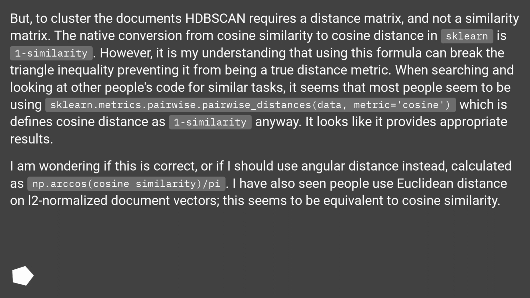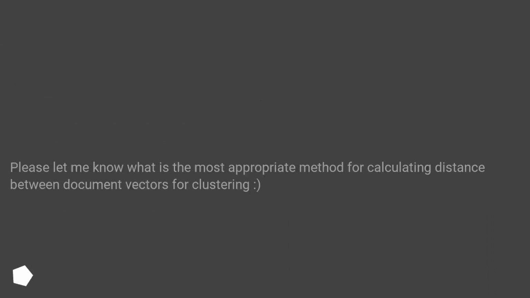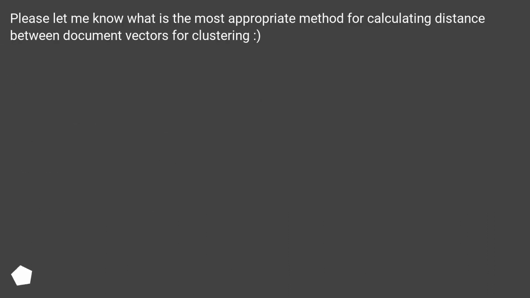I am wondering if this is correct, or if I should use angular distance instead, calculated as np.arccos(cosine similarity)/pi. I have also seen people use Euclidean distance on L2 normalized document vectors. This seems to be equivalent to cosine similarity. Please let me know what is the most appropriate method for calculating distance between document vectors for clustering.